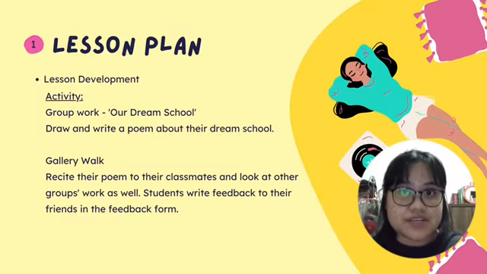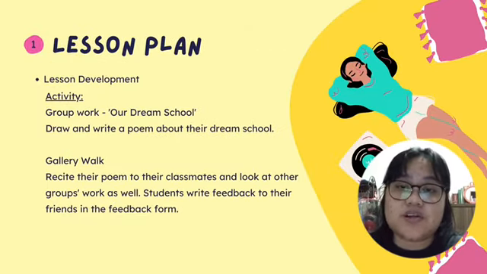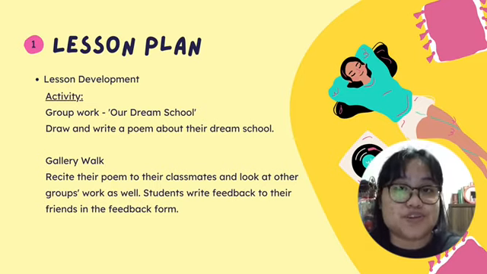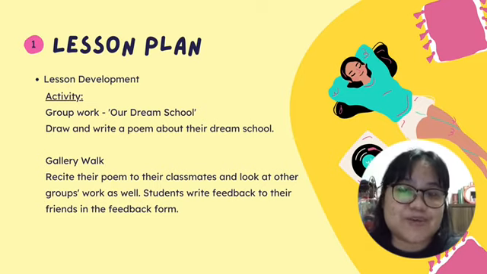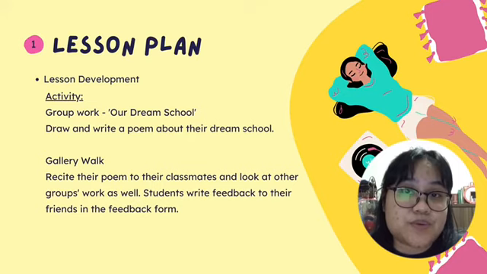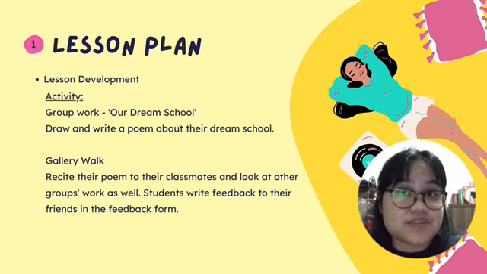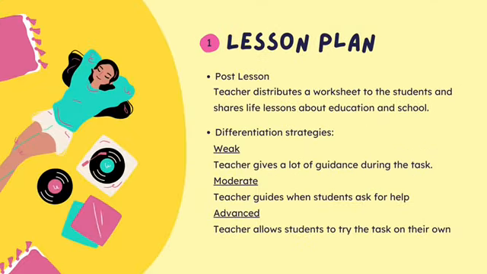In the activity portion, there will be a group activity called Our Dream School, where they have to draw and write a poem about their dream school. After that, they will recite the poem and show their drawings to their classmates in a gallery walk, and after each visit, they will have to write feedback to their friends through a feedback form.